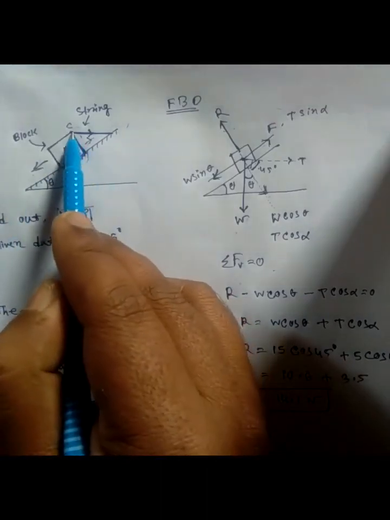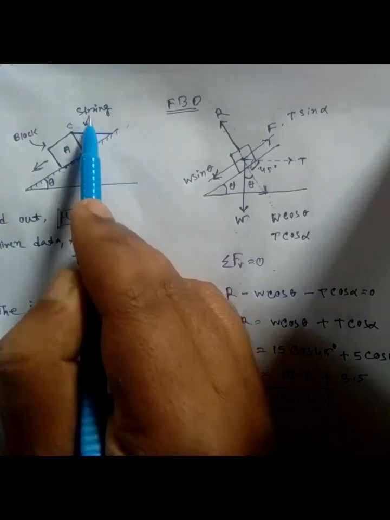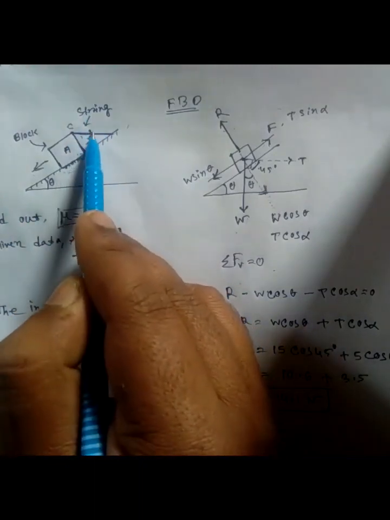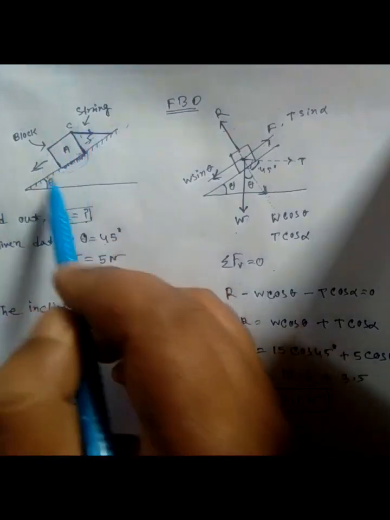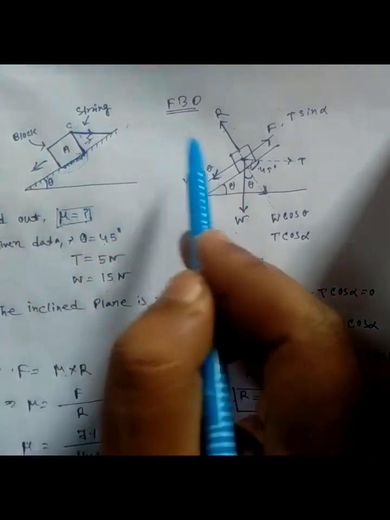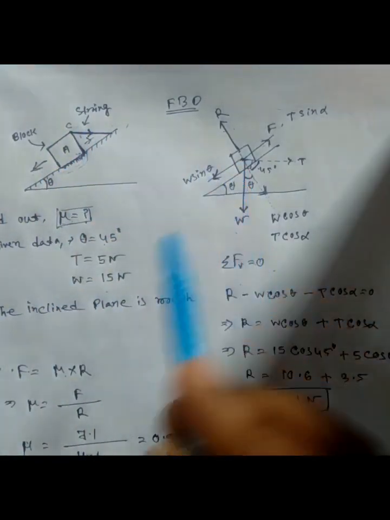And this block is attached by a string to the inclined plane. There is a tensional force acting, obviously a tensile force. So how to solve this problem? First we draw a free body diagram. How can we draw the free body diagram?